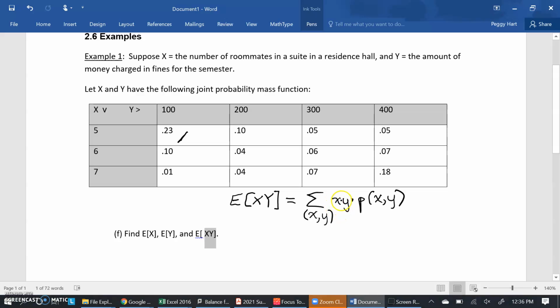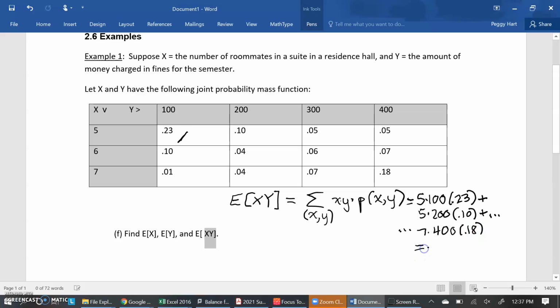What we need to do is take each xy pair, multiply the x times the y, and multiply times their probability. The first xy pair in the upper left-hand corner is 5 times 100, that's x times y, times 0.23. Then the next is 5 times 200 times 0.10, and we would do that for all the pairs. The last pair might be 7 times 400 times 0.18.